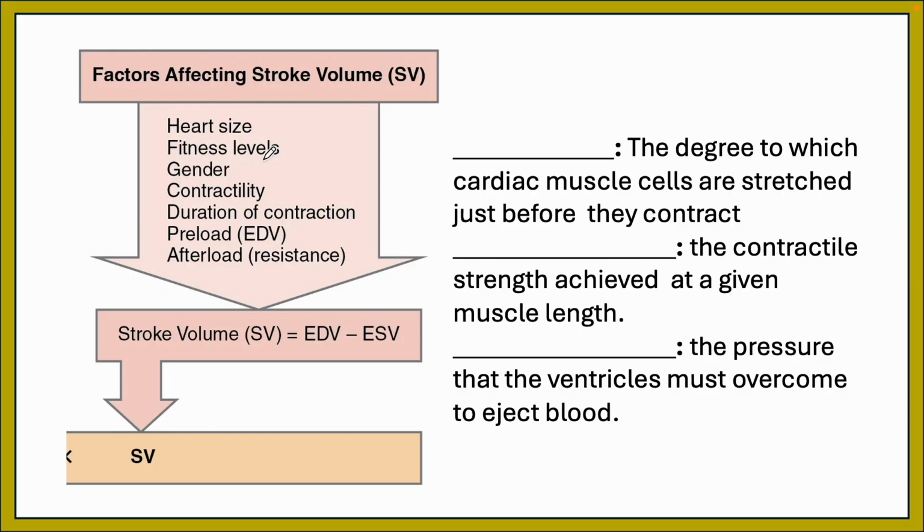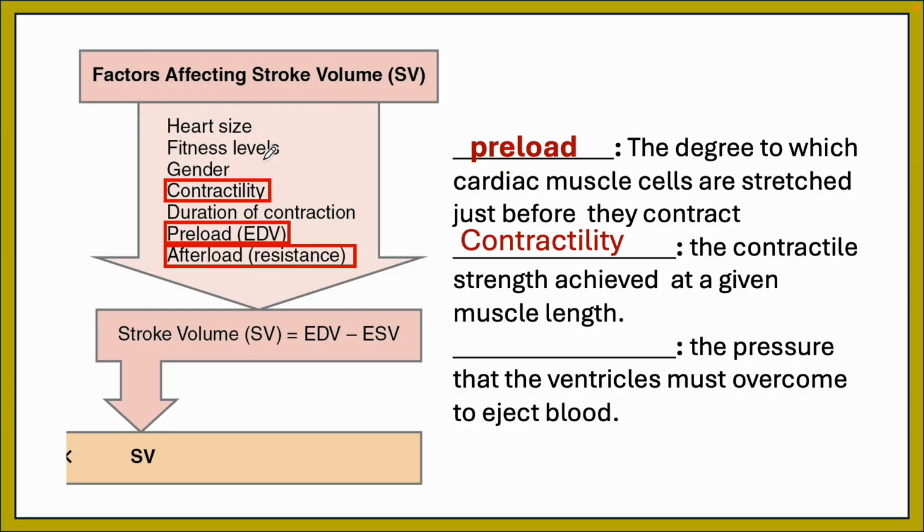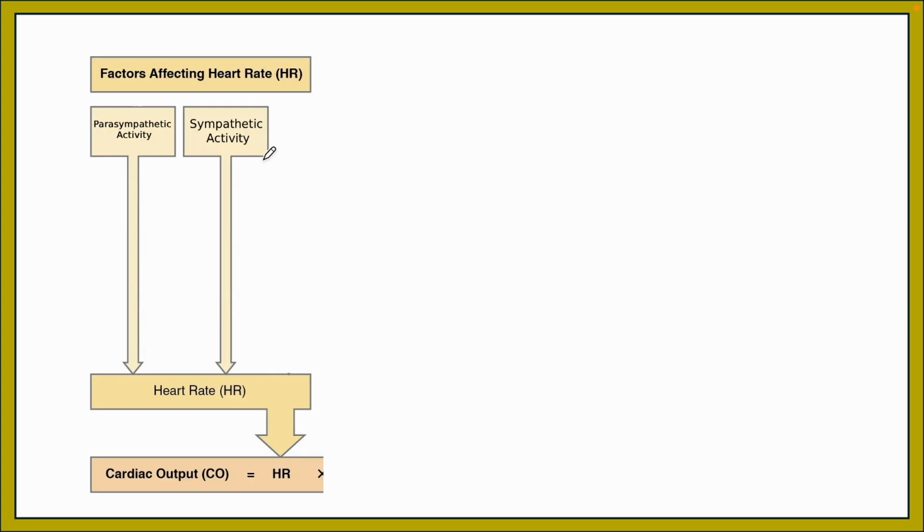Contractility, the duration of the contraction, the preload and the afterload. Of these, contractility, preload, and afterload are the most important. So preload is the degree to which the cardiac muscle cells are stretched just before they contract. The contractility is the contractile strength achieved at a given muscle length. And the afterload is the pressure that the ventricles must overcome to eject the blood.